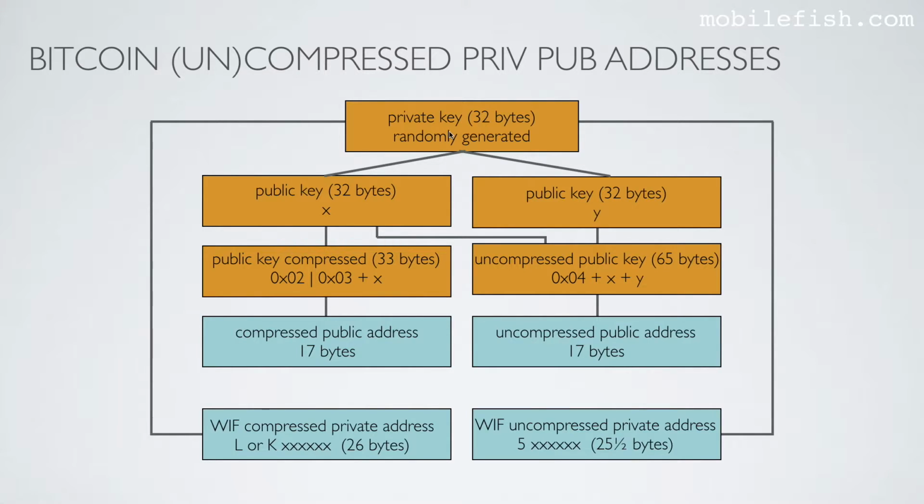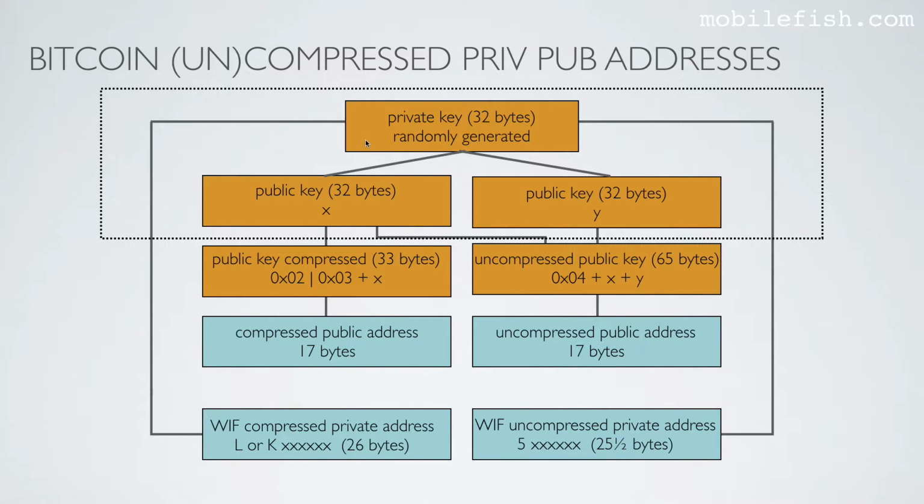This private key must also be converted in such a way that it can be used by humans. This private key can be converted in two ways. You have the compressed private address, or you have the uncompressed private address. But the important thing is to know a private key has a compressed and an uncompressed form. A public key has a compressed public key form and a corresponding compressed public address form. The public key can also have an uncompressed public key form and a corresponding uncompressed public address form.